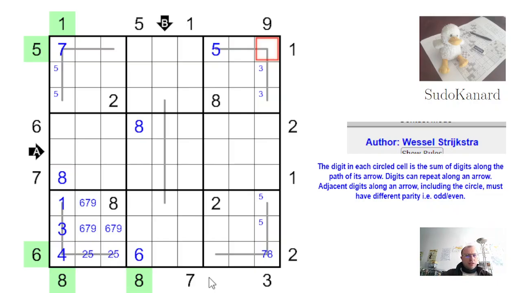So where should be our next place of interest? Perhaps this 8 tells us that 7 goes here.